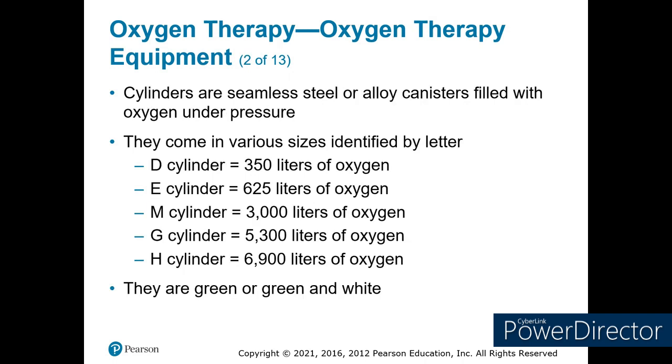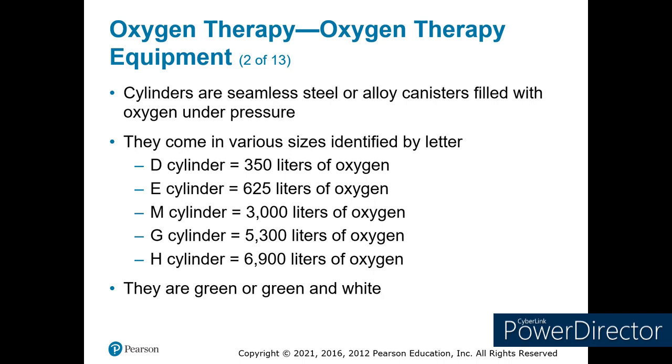The cylinders, oxygen tanks, are usually steel or aluminum alloy. Most of them anymore are alloys, so they're a little bit easier and lighter. A D cylinder is what's typically found in our O2 tanks or our bags. That's 350 liters of oxygen. An E tank is the bigger one that we have access to. They're 625. Then the M tank is what you would actually have in an ambulance. That's a 3,000 liter oxygen tank.